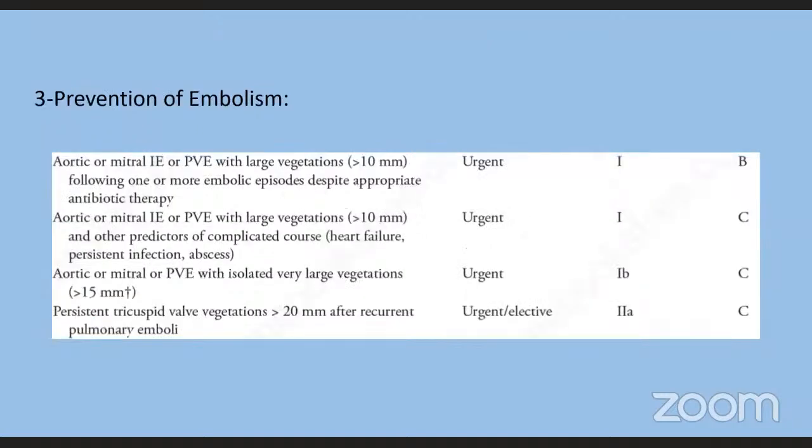The third indication is the prevention of embolism in cases of native or prosthetic valve vegetation: endocarditis with a large vegetation more than 10 millimeters following one or more embolic episodes despite appropriate antibiotic therapy, or a large vegetation more than 10 millimeters with other predictors of a complicated course like heart failure, persisting infection or abscess formation, or an isolated very large vegetation more than 15 millimeters, or a tricuspid valve vegetation more than 20 millimeters.